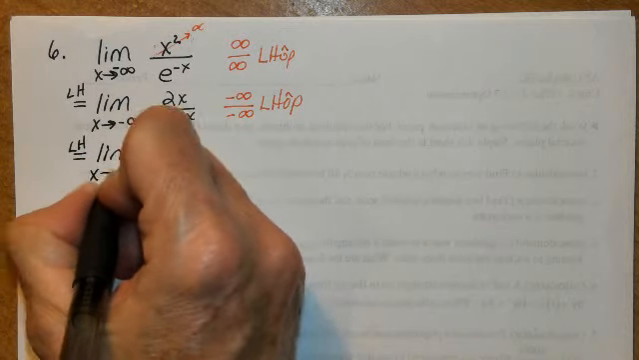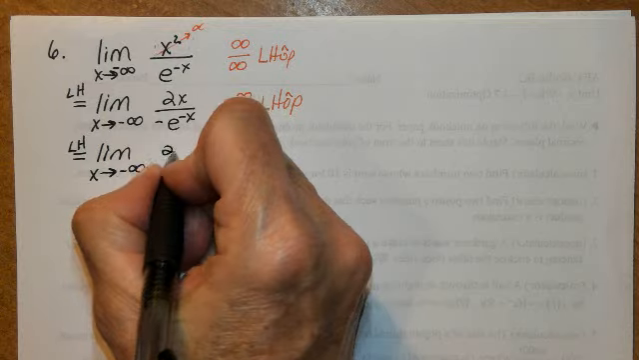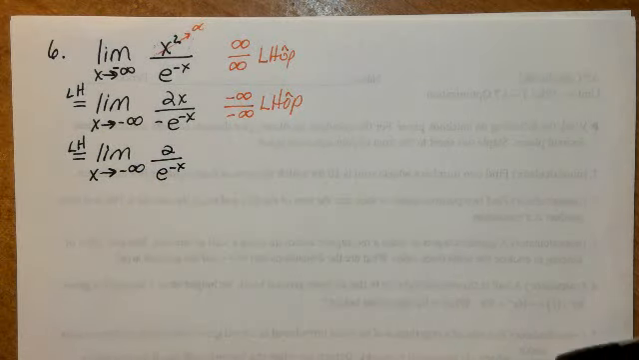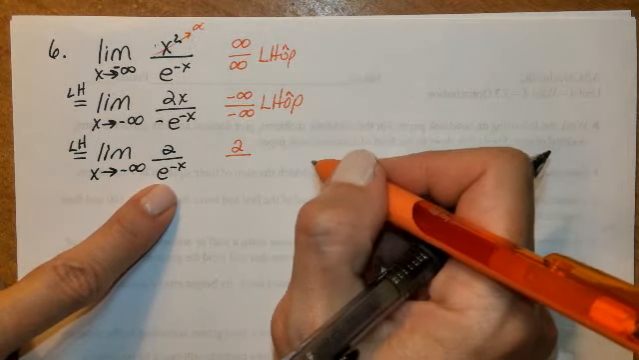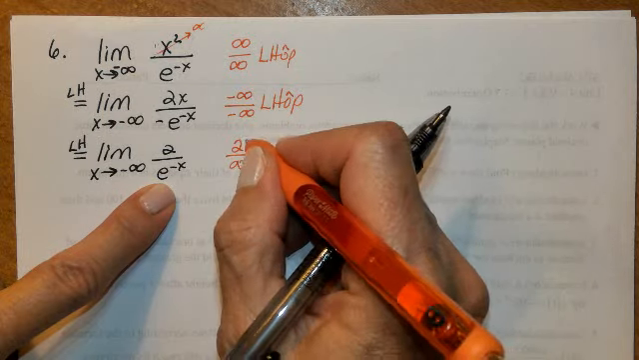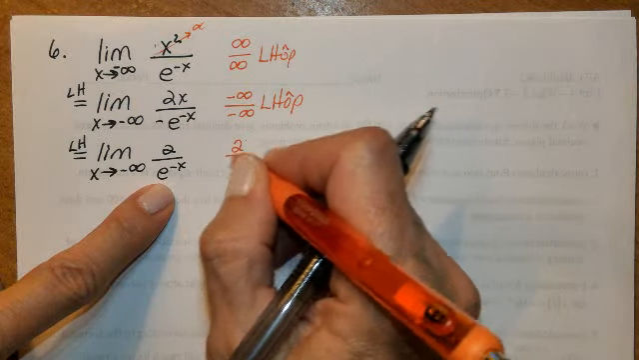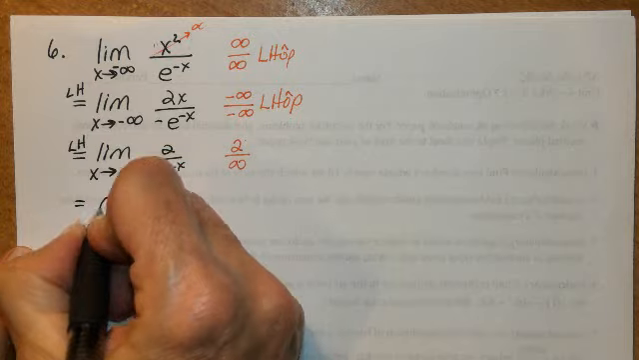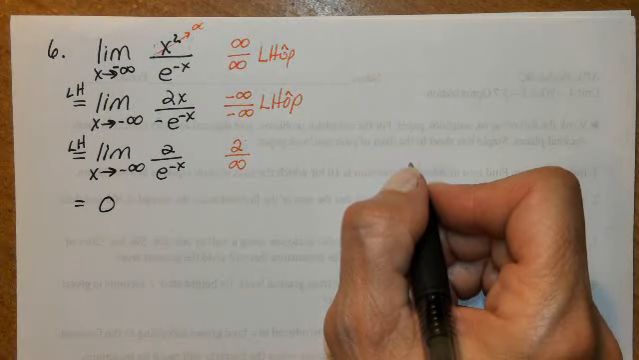Limit as x goes to negative infinity. The derivative of the top is 2. The derivative of the bottom is e to the negative x. Time to plug in again. 2 is on top. What's on the bottom? Infinity, right? What does 2 over infinity go to? 2 divided by a huge unbounded number goes to 0. That goes to 0. So this whole thing is 0. Okay?